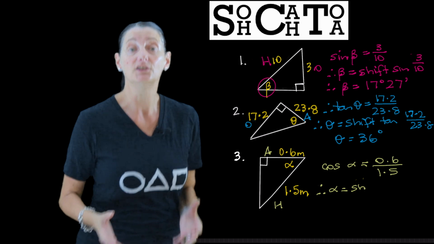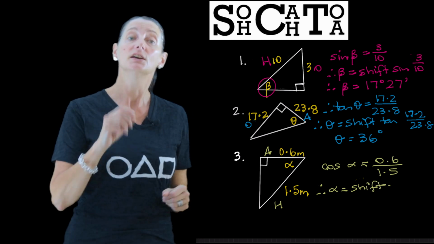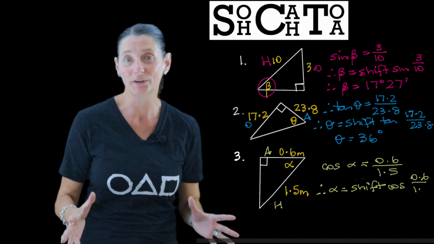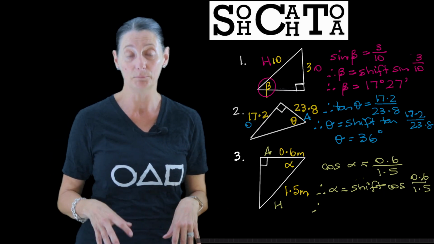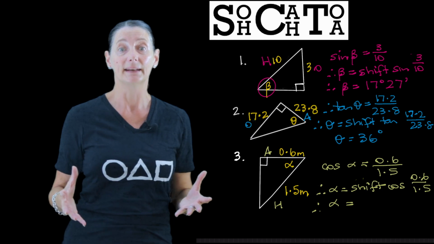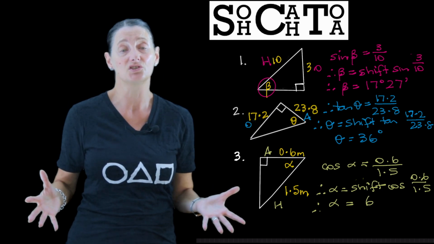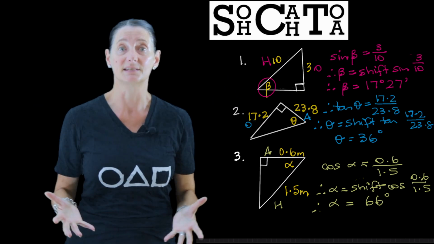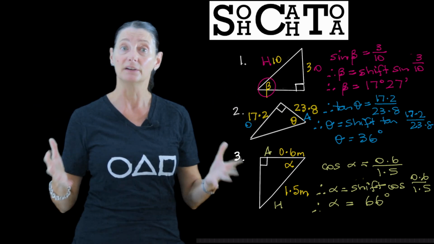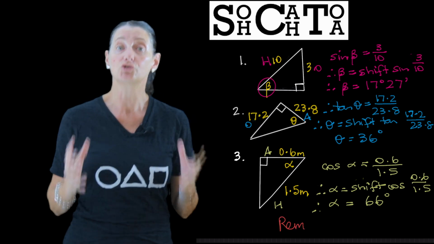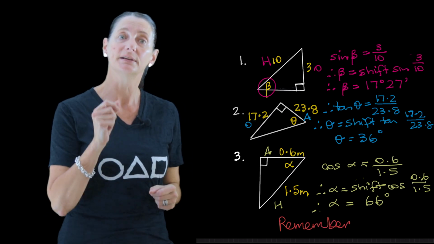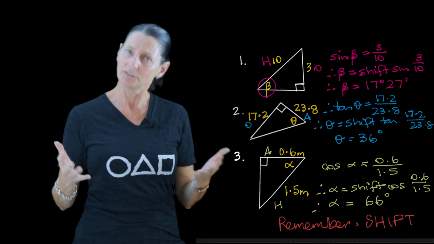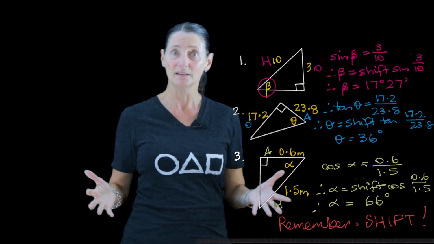My angle's the unknown, so I've got to press that shift key. Shift cos 0.6 over 1.5 equals. We get an answer. I'm going to go straight into the nearest degree here, so I'll press the degree minute button. There it is, 66 degrees. It really is very simple. Remember, when you're trying to find the angle, you've got to press the shift key before you press your sine, cos or tan.